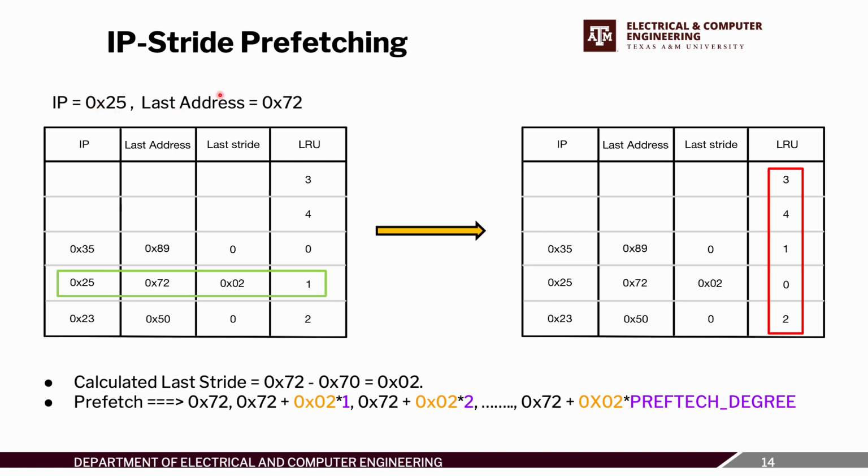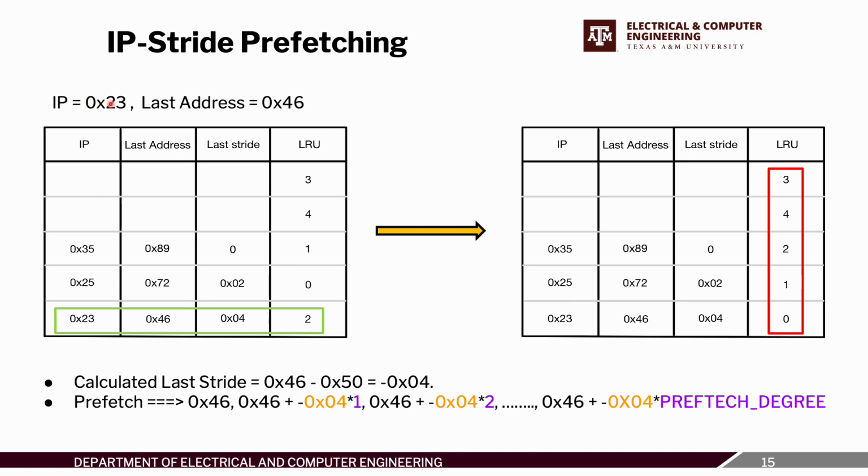Now in this table comes the part where we have an IP with a misaddress, but this IP is already present in the IP table, and it has a history of a last address which was 0x70, and the current misaddress is 0x72. Thereby we can calculate the stride as 0x72 minus 0x70, giving a stride of 0x02. Consequently, after this stride calculation, we will prefetch data from this latest misaddress, and we will keep prefetching up till the prefetch degree into the stride value.